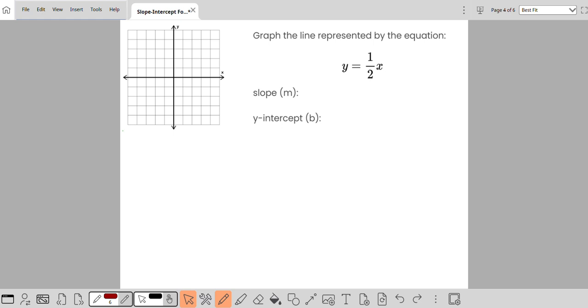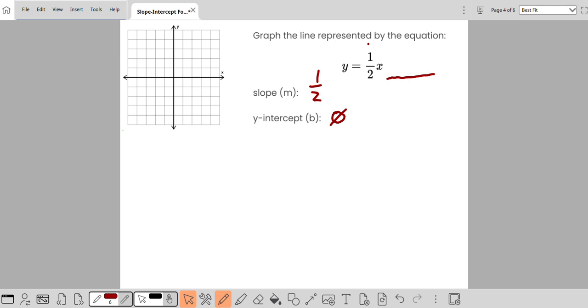the line. All right, so again, if I'm looking at this equation, my slope has to be right before that x, and it is a positive 1/2. And notice there is absolutely nothing back here. That doesn't mean that we don't have a y-intercept. It just means that your y-intercept is equal to 0. That means this line is going to go straight through your origin.